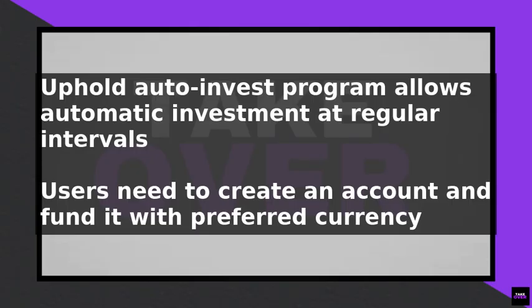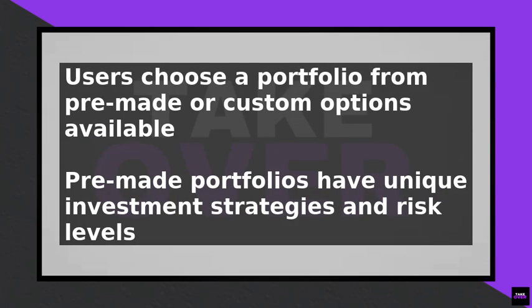The first step is to choose a portfolio, which can be a pre-made one or a custom one created by the user. Uphold offers a range of pre-made portfolios, each with its own investment strategy and risk level. Users can browse through these portfolios and select the one that aligns with their investment goals and risk tolerance.